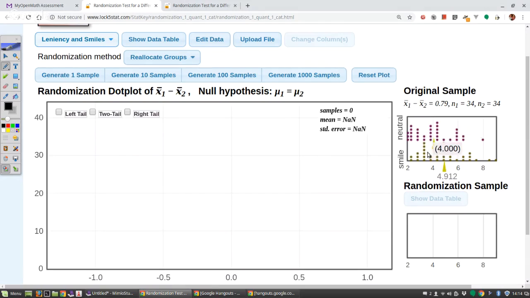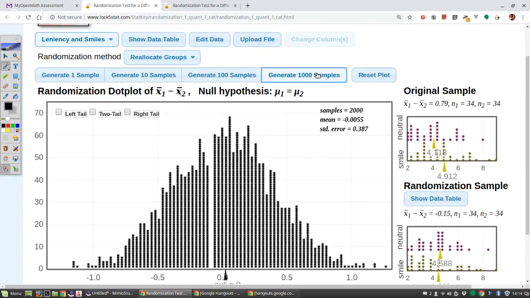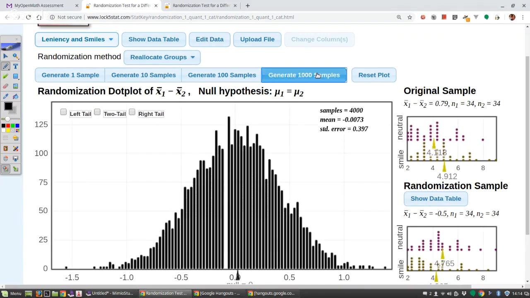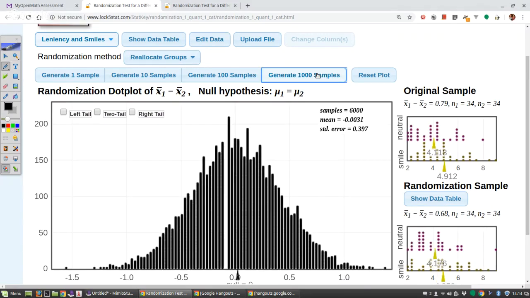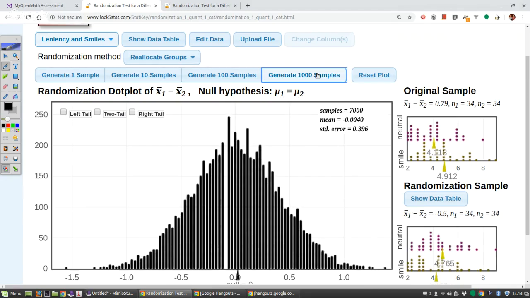There's the data. I can see the smiling people have a slightly higher average leniency than the unsmiling people. Okay, so the judge was more lenient with the smilers than he was with neutral. But is that a significant difference? 0.79 is the difference in the two means right here. Sometimes 0.79 is a big deal, and sometimes it's not. Depends on the scenario. So to help figure out whether that's a significant difference, we have to run a hypothesis test.